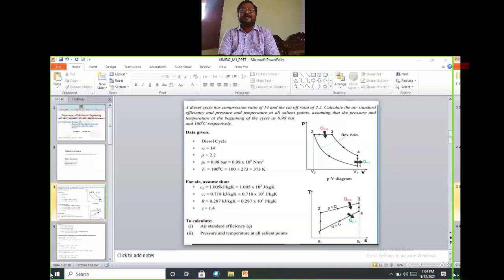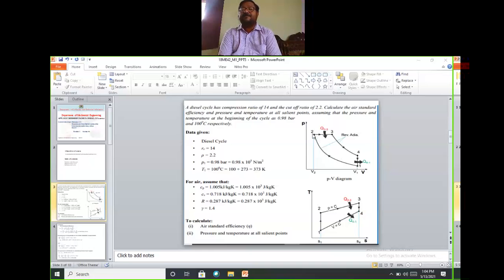After writing the diagram, your work is to write the given data. The compression ratio r_c is 14, and the cutoff ratio is 2.2. The constant pressure heat addition takes place in between. 1 to 2 is the reversible adiabatic compression process. Here the compression ratio comes into the picture.